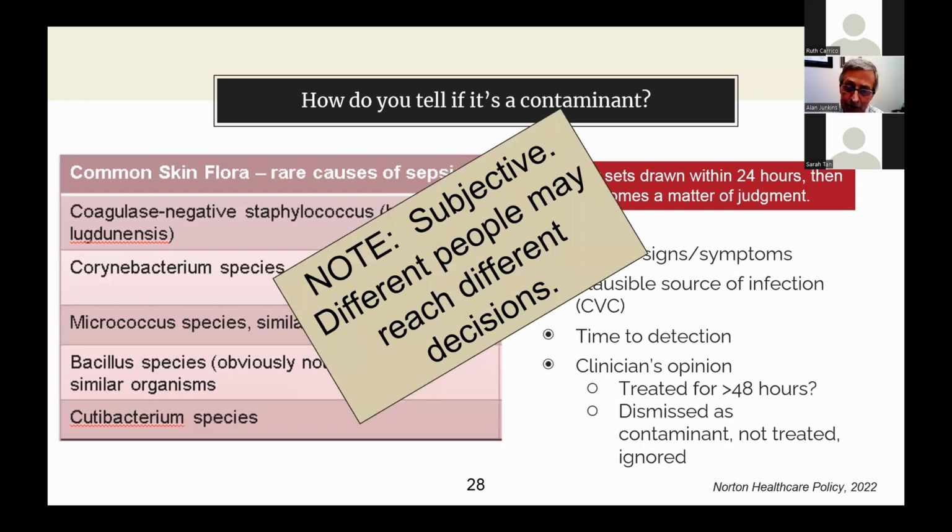So I sit there and do that for our system. I make those calls. It would be really interesting to have other people do it as well. If anybody in the Norton system wants to help me out with that, if you want to look at all our blood cultures and make your call, it would be cool to see how different people come to different decisions on that. But that's a little bit more subjective.